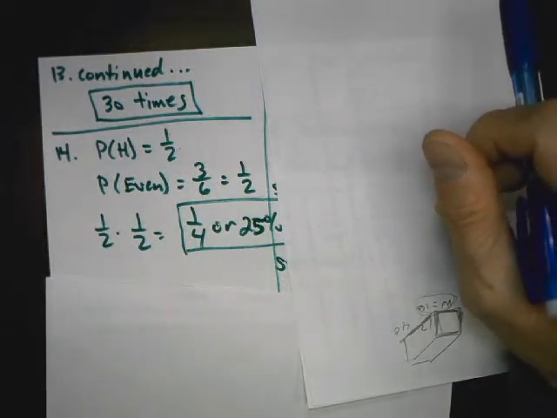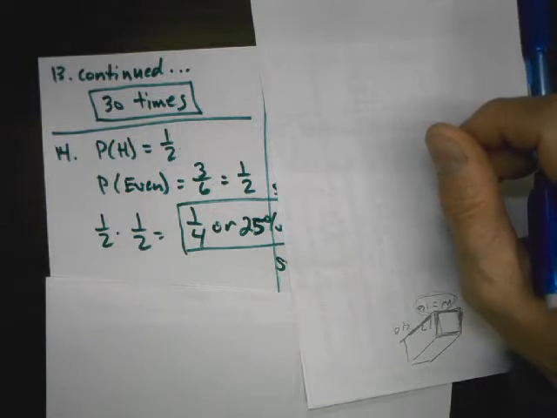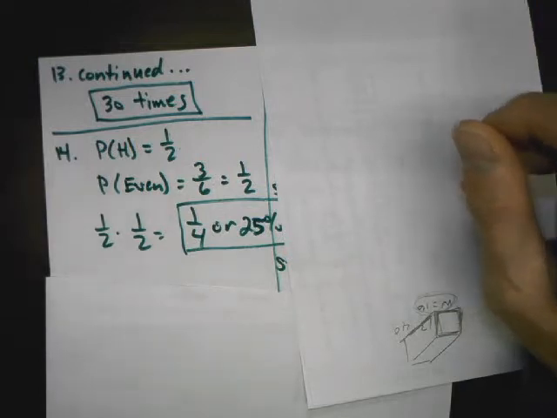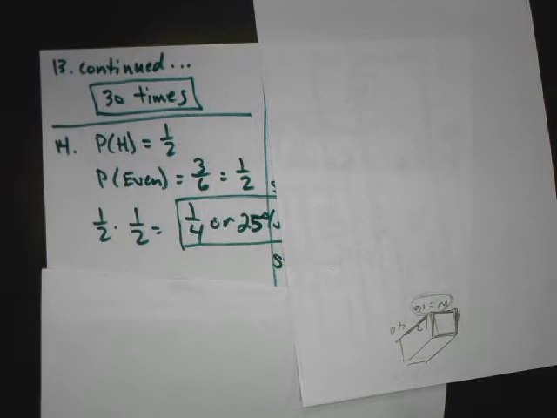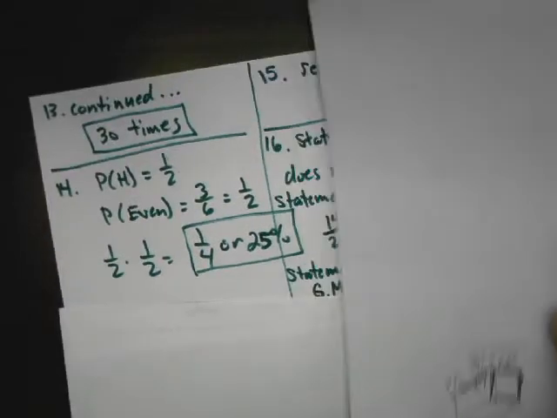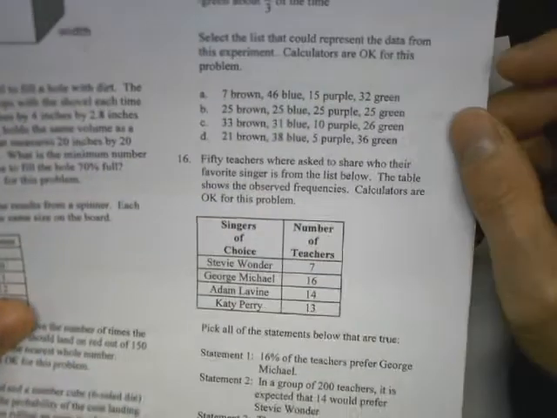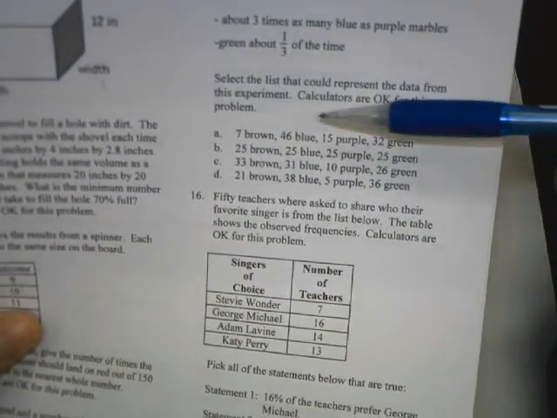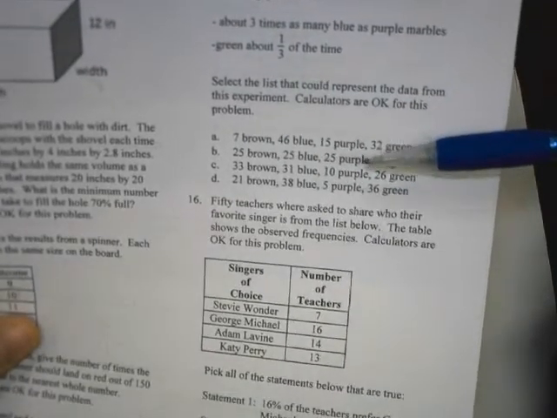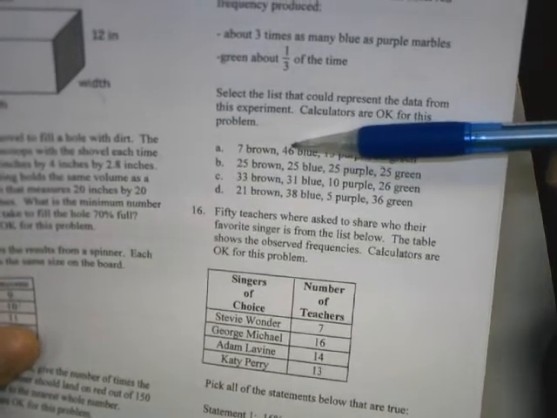15. Jake performed an experiment where he picked blue, brown, purple, and green marbles out of a bag 100 times. Okay, each time he replaced the marbles, so these are independent events, and then they give us his observed frequency. So he noticed that he had 3 times as many blue as purple. Okay, so let's start looking at our options. So A, if we look at blue and purple, blue is 46, purple is 15. That's about 3 times as many, because if I took 15 and multiplied it by 3, I'd get 45. So that's about right. Doesn't have to be perfect.